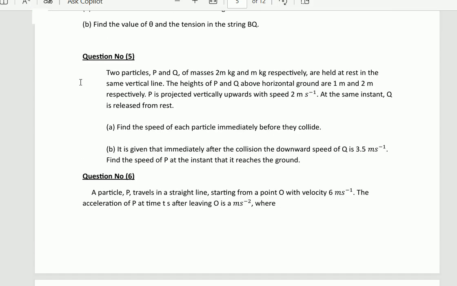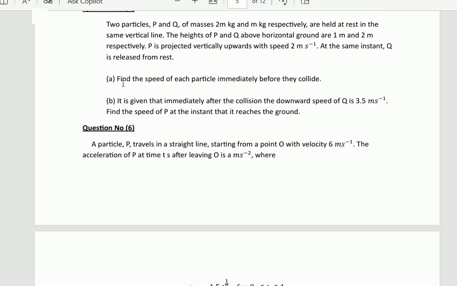Question number 5 is: two particles P and Q of mass 2m kg and m kg respectively are held at rest on the same vertical line. The heights of P and Q above the horizontal ground are 1 meter and 2 meter respectively. P is projected vertically upward with a speed of 2 meters per second and at the same instant Q is released from rest. Part A: find the speed of each particle immediately before the collision.